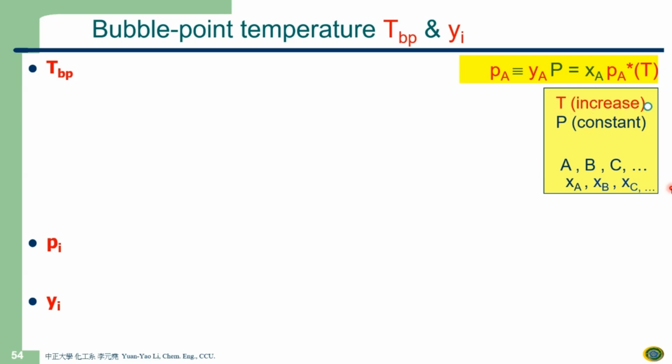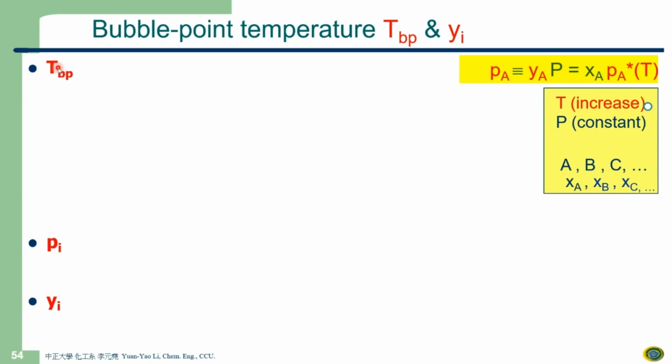Once we keep the pressure constant, we start to increase the temperature. Eventually we will find a bubble come out, and then a lot of bubbles come out, right? The first bubble comes out at this point, and this is what we call the bubble point temperature. We want to determine this temperature, and also the composition of these bubbles in the gas phase, the composition of A, B, C in this bubble.